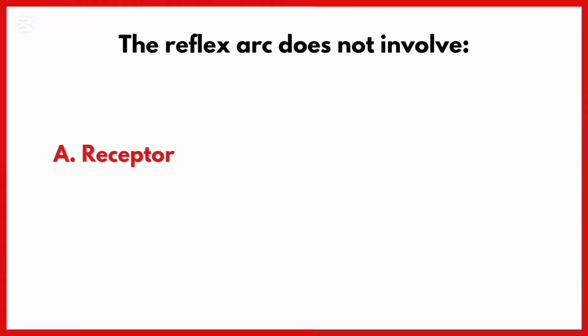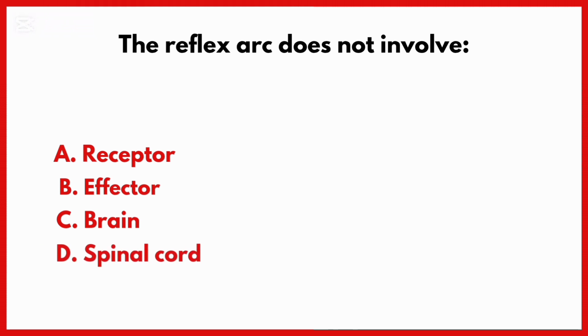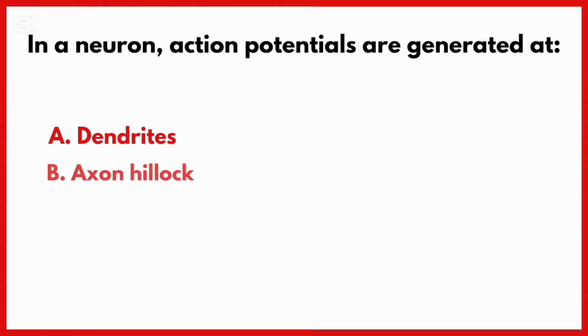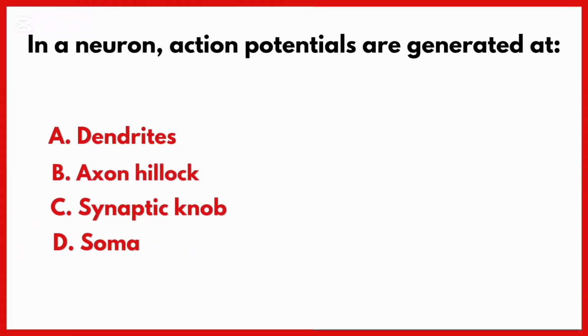The reflex arc does not involve. Correct answer is option C, brain. In a neuron, action potentials are generated at. Correct answer is option B, axon hillock.